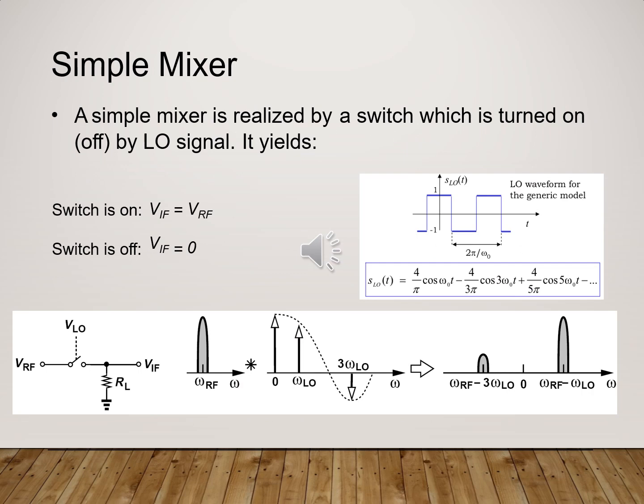Simple mixer. A simple mixer is a diode or a nonlinear device. You can imagine a diode in a nonlinear equation or a transistor in a nonlinear equation. A simple mixer is realized by a switch, which is turned on or off by the local signal. So when the switch is on, VIF, the intermediate frequency, equals VRF. When the switch is off, VIF equals 0, as the graphs illustrate in the slide.